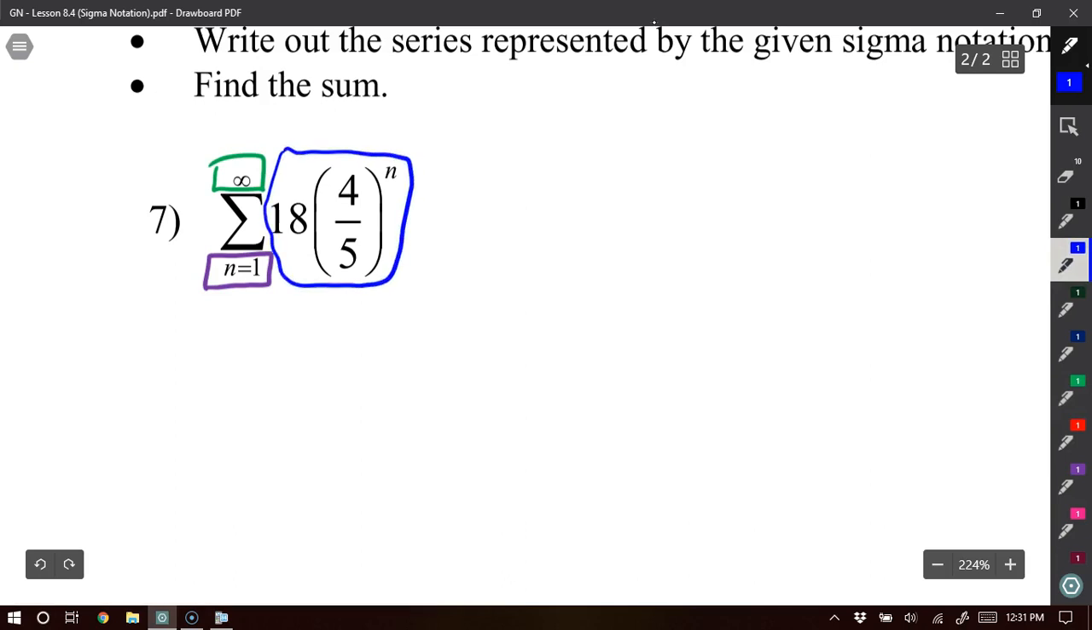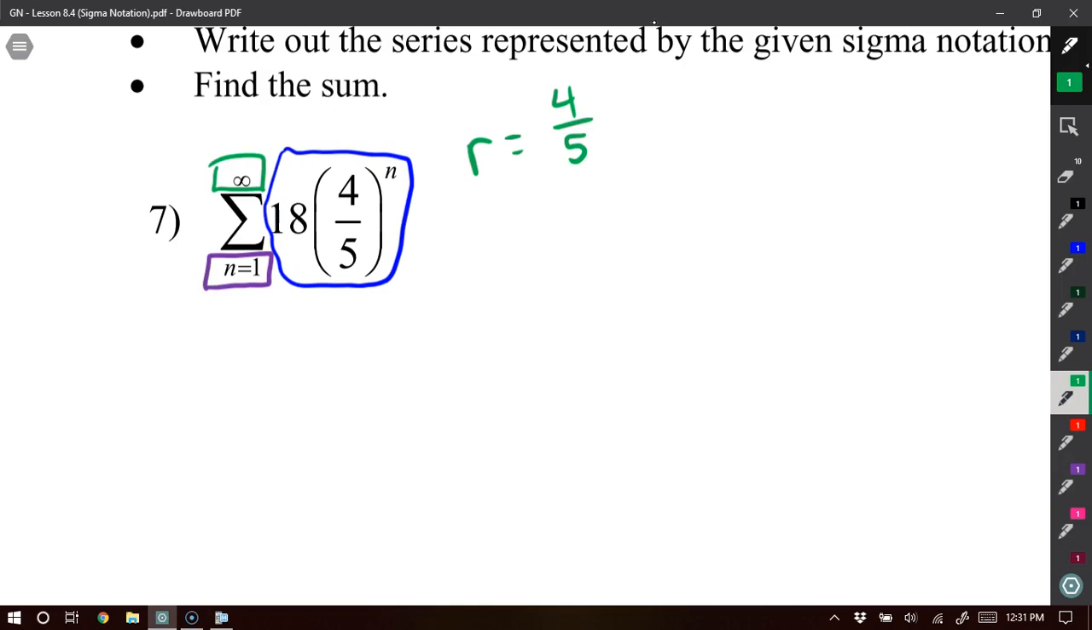The difference is you're not stopping. You are going to infinity for this. It is going on forever for it. Now I'm going to make a note. I know it's geometric, but I'm going to also make one statement. I'm going to state my ratio is 4/5 on it. That's just being raised to the power.